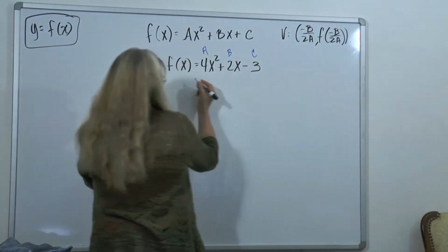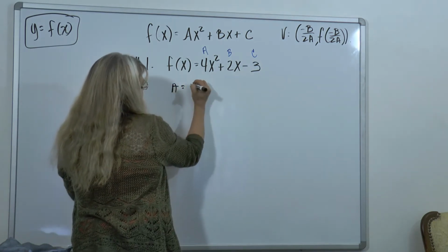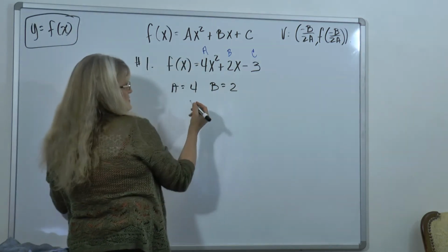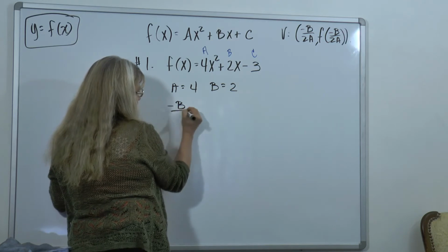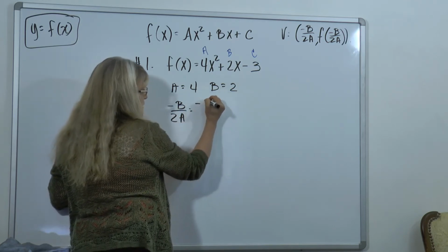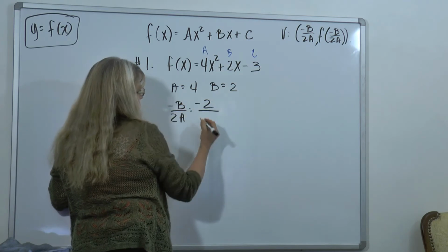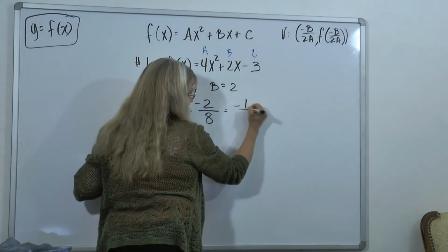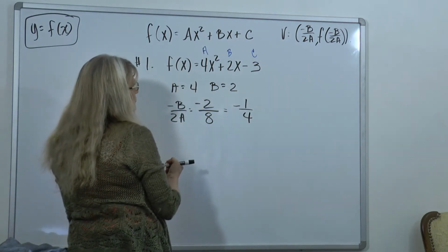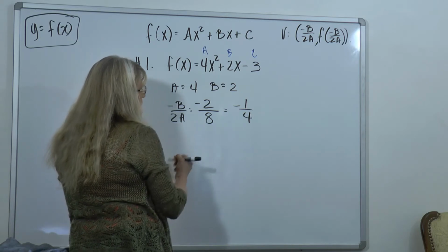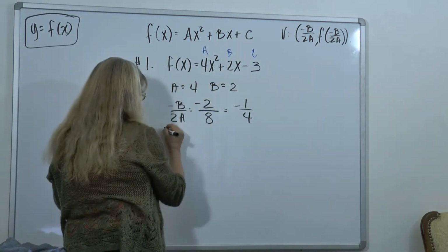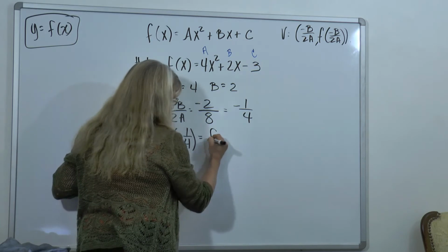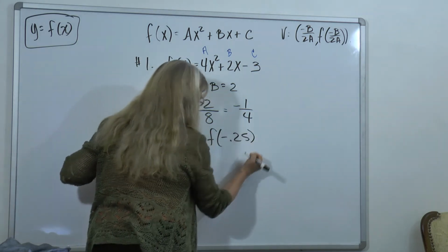Okay, so to get the vertex, a is equal to 4 and b is equal to 2. So to get the x value of the vertex, it's negative b over 2a. Okay, so that's just negative 2 over 2 times 4 is 8. Okay, so that's negative 1/4. Now to get the y value, you just find f at negative 1/4. If you want to, you can use a calculator. Either way.